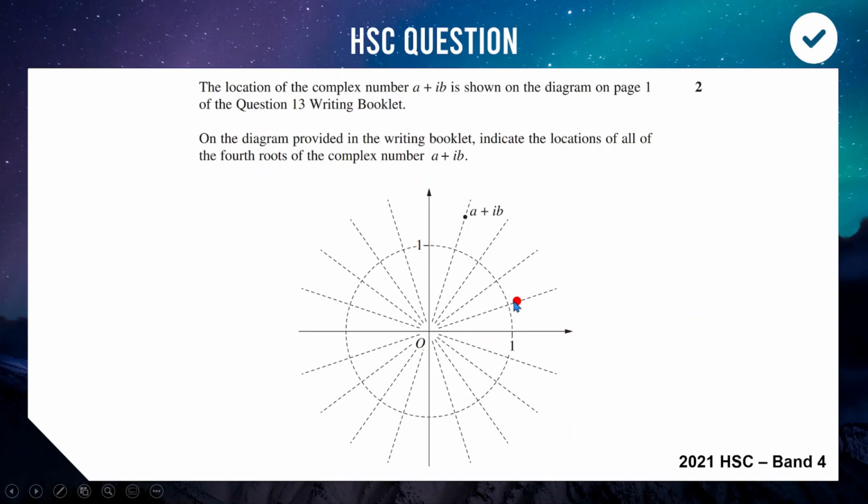Once you get that one, it's pretty easy because you should know that your 4 roots are equally spaced around the Argand diagram, which means they are all going to be separated by 90 degrees. So I can put my second one up here, my third one 90 degrees along, and there is my 4th one. So here are the 4 locations of the 4th roots of this complex number.